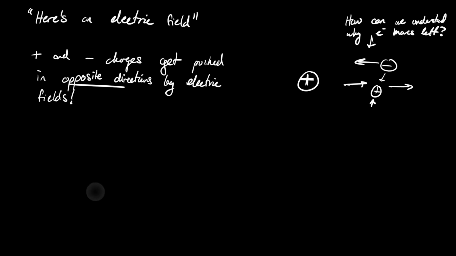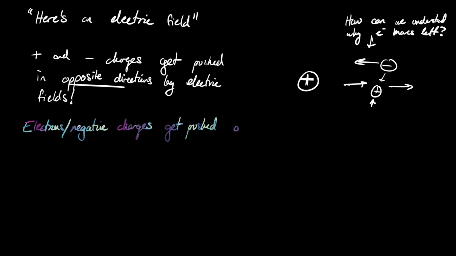Okay, I'm going to write this in Galaxy Pen. Electrons / negative charges get pushed opposite to the electric field lines.